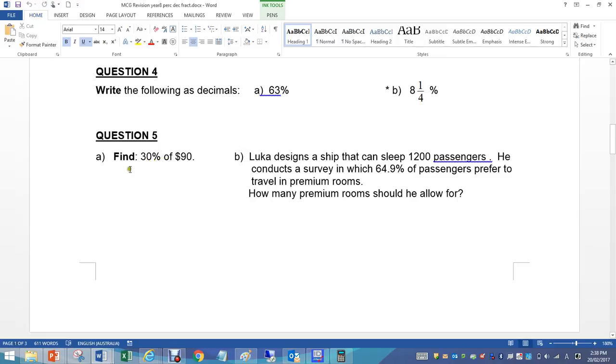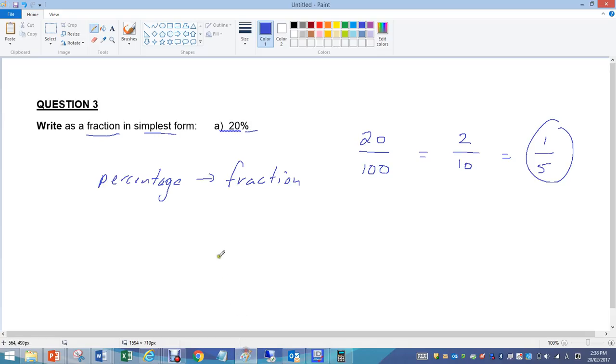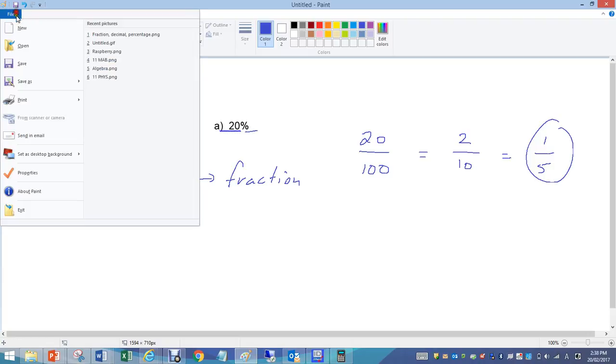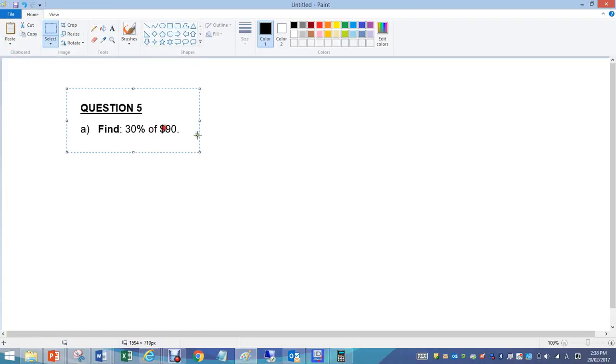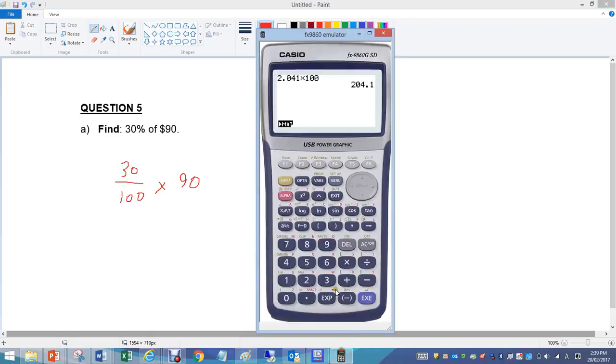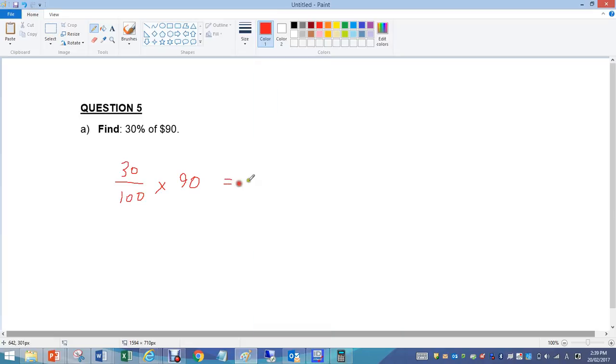Next one, let's try this one. Find 30% of 90. Okay, so as we just learnt before, 30% means per 100, or divide by 100. Of in maths means times, and then 90. So you just translated the percent into per 100 and the of into times, and that's all you need to do. So it's 30%, which is divide by 100, then of 90 means times 90, and you're left with 27. So that's the answer.